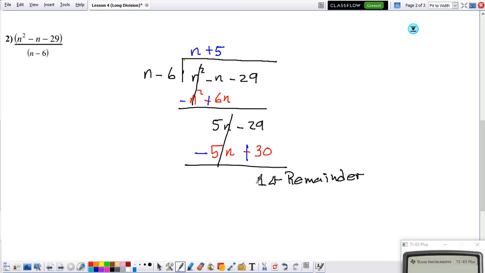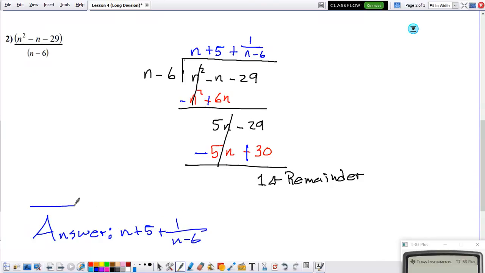So we just got to reflect the remainder in our final answer, and that is plus 1 divided by what we had outside, which is n minus 6. So let's just write down our final answer here. That says our answer is n plus 5 plus 1 over n minus 6.